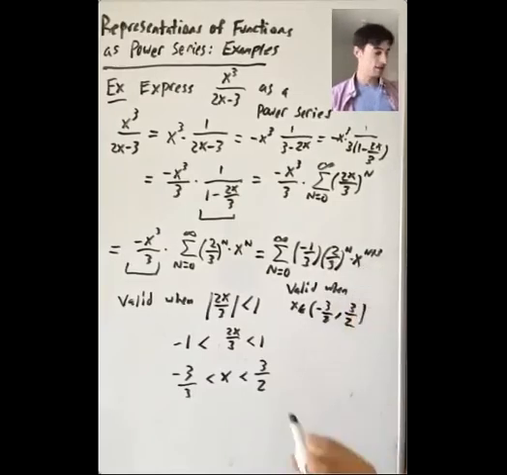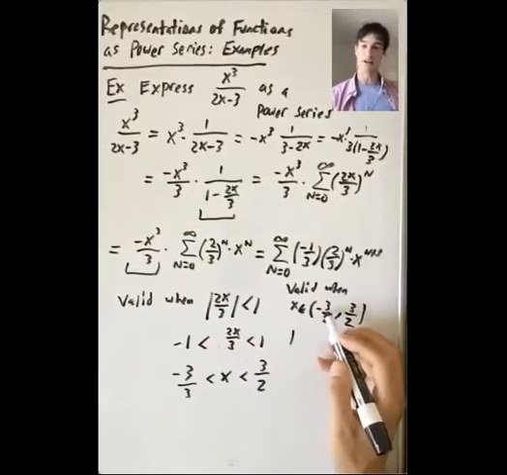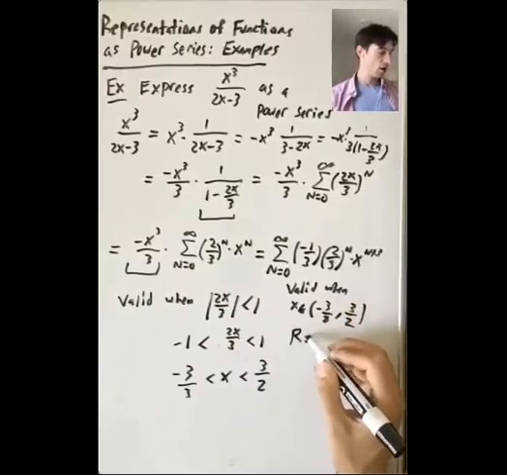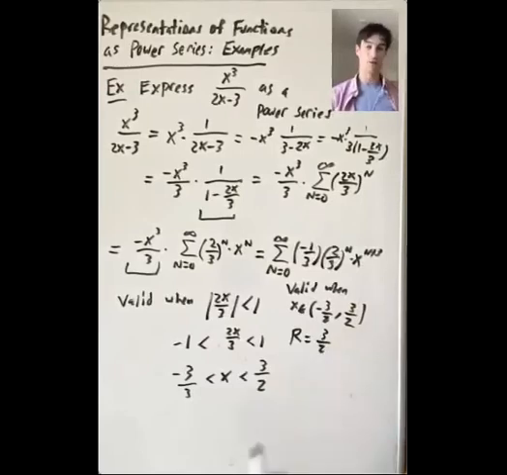This is a power series centered at 0, so you can think of it as the interval from 0 minus R to 0 plus R. R is 3/2, the radius of convergence of this power series. All right, so I'll pause and erase, and we'll do another example.